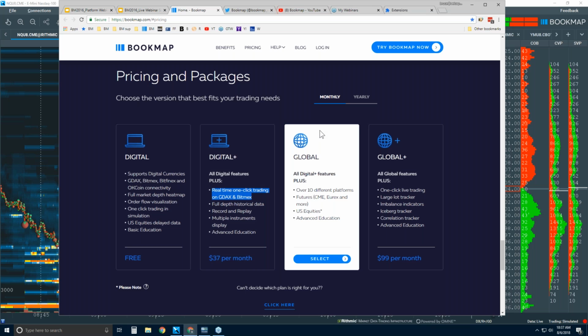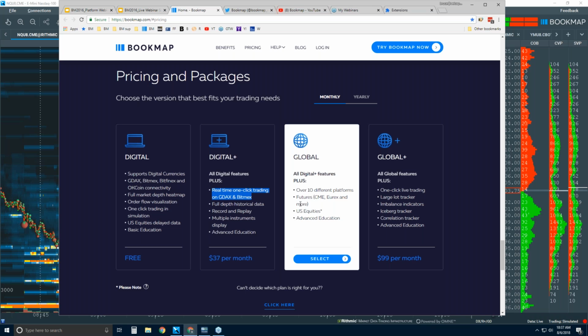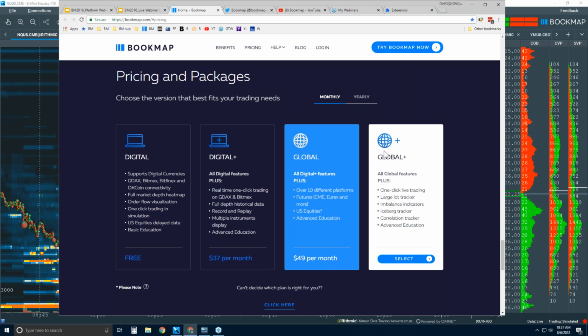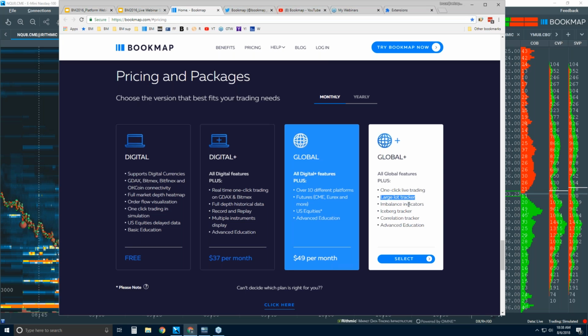Okay, now the global version here, all this means is that it includes everything in Digital Plus, but you have the capability to connect to futures and US equities markets. And that's the big difference there. All right, now the Global Plus version includes everything in Global. However, you also get our add-on indicators. One is functionality to trade from the Bookmap chart into a live futures or US equities account. And then you can see our cache of add-on indicators, very specific proprietary indicators looking at order flow phenomena.